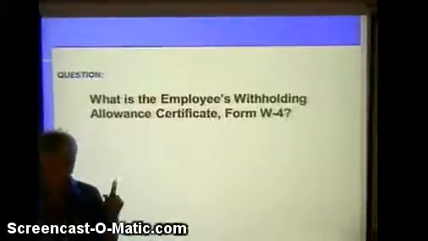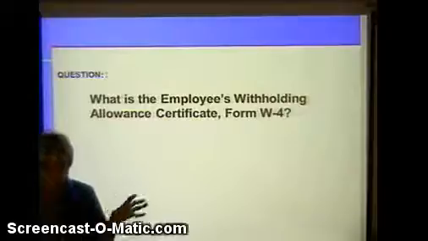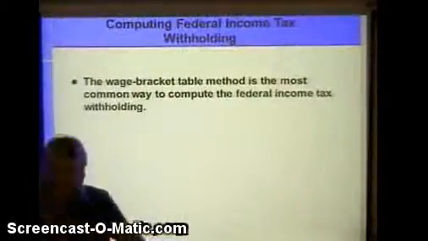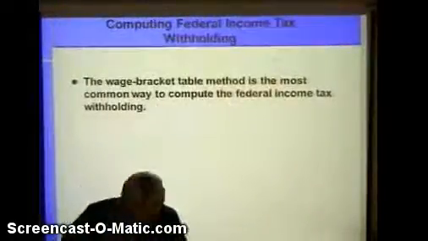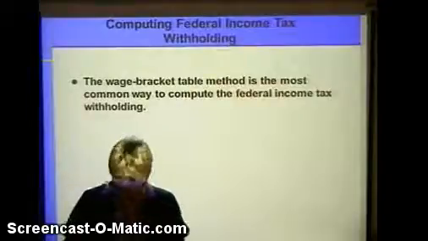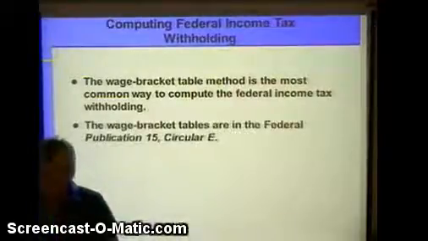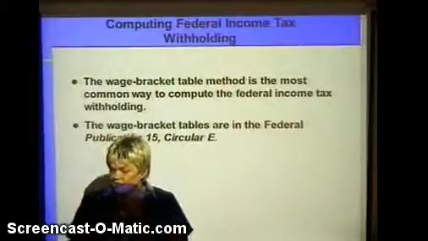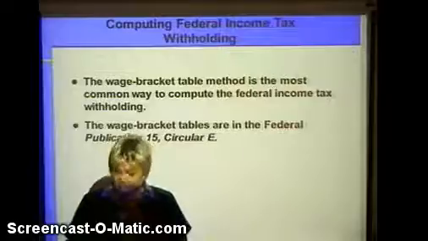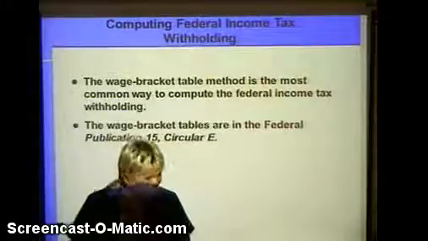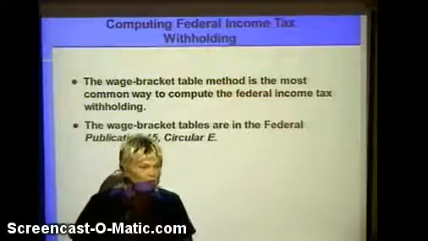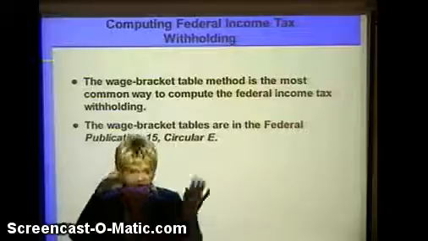Again, I already talked about the W-4, which you as an employee have to fill out to tell us how you want your deductions handled. Now, the wage bracket is the one shown in your textbook on pages 337 and 338. You can order one yourself: call the IRS and ask them to send you Publication 15, Circular E, for this year, and they will send you the brackets. You can also print it off the internet. Go to the IRS site and print any income tax form you need.